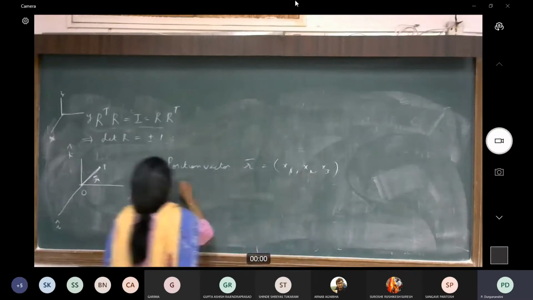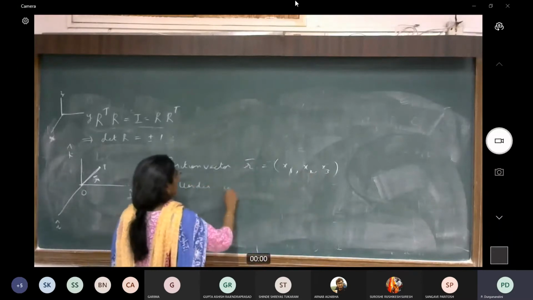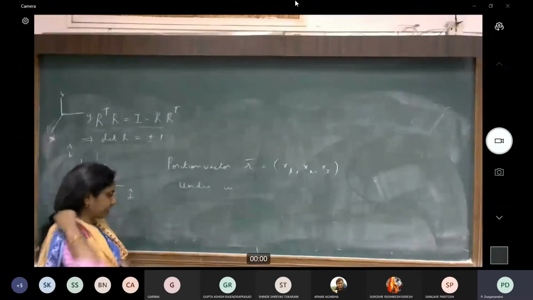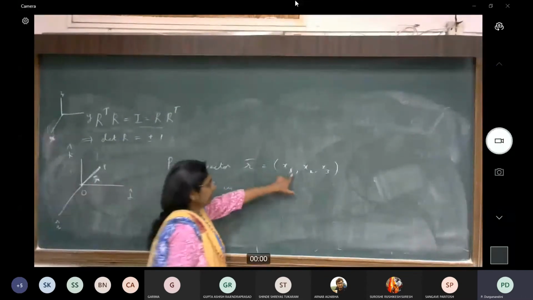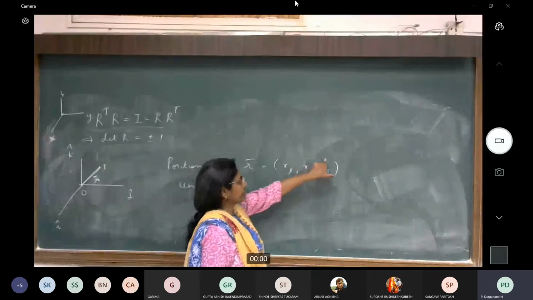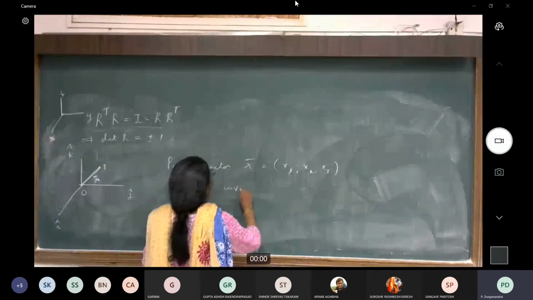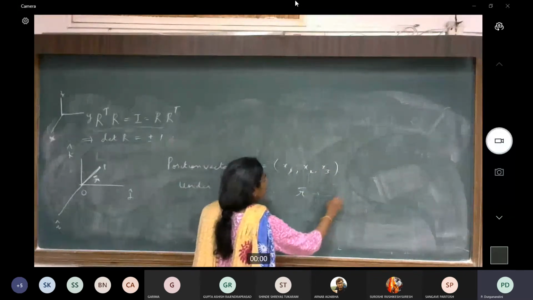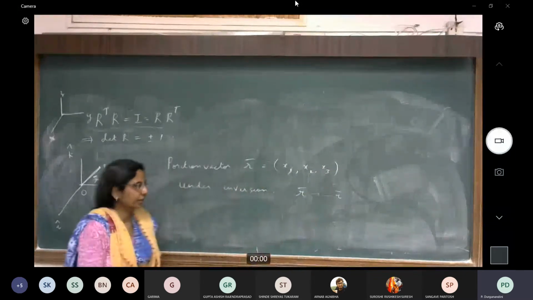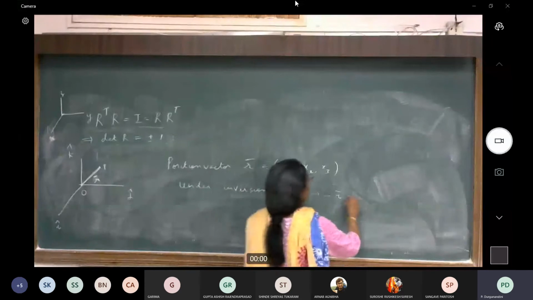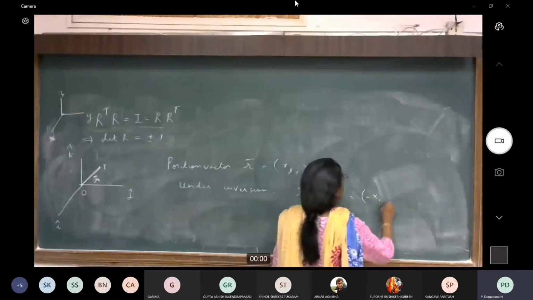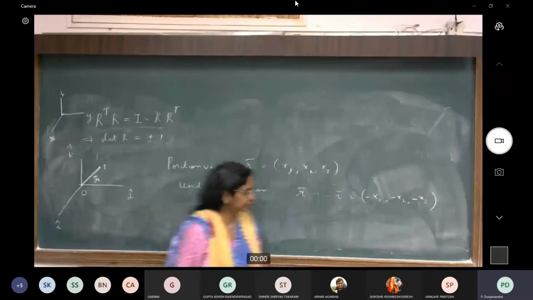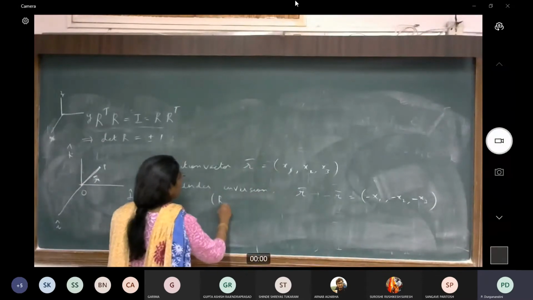So under inversions, what happens? When I say inversion, it means all three are being reflected. x goes to minus x, y goes to minus y, z goes to minus z, or equivalently, x1 goes to minus x1, x2 goes to minus x2, and x3 goes to minus x3. So under inversion, R will go to minus R. Agreed? So this is equal to minus x1, minus x2, minus x3. So inversion means RP, which I've already defined.